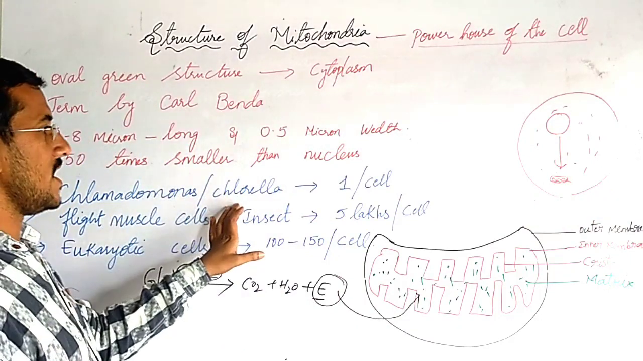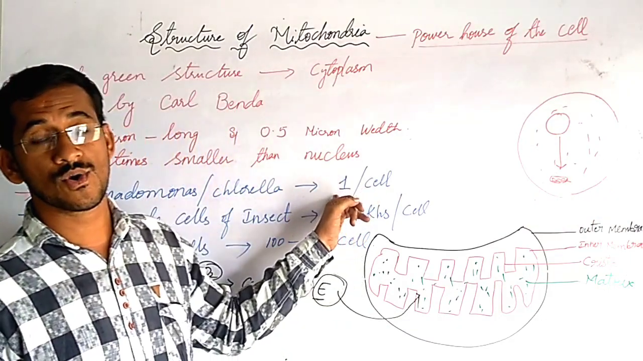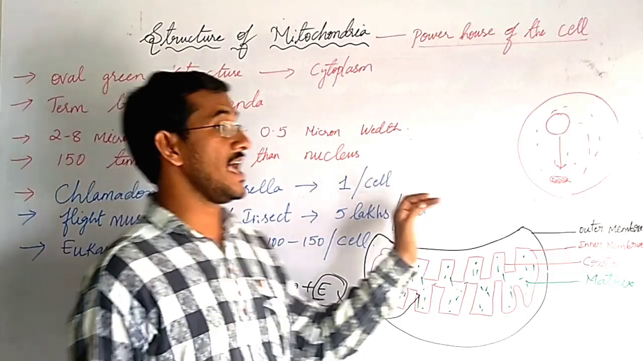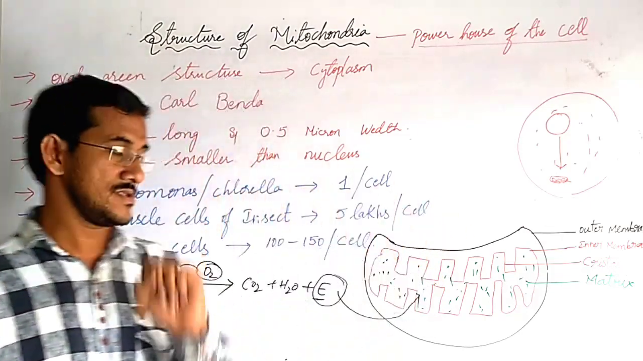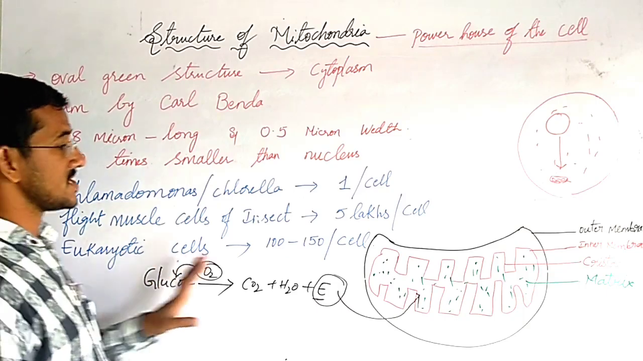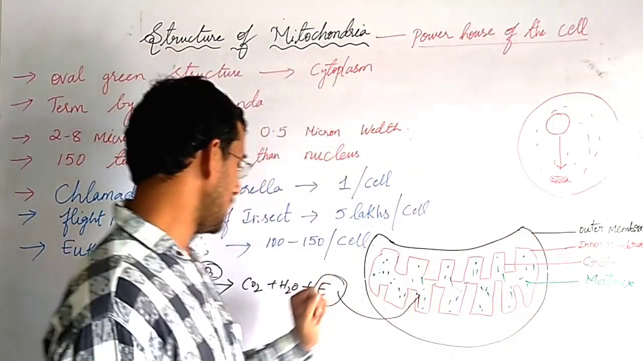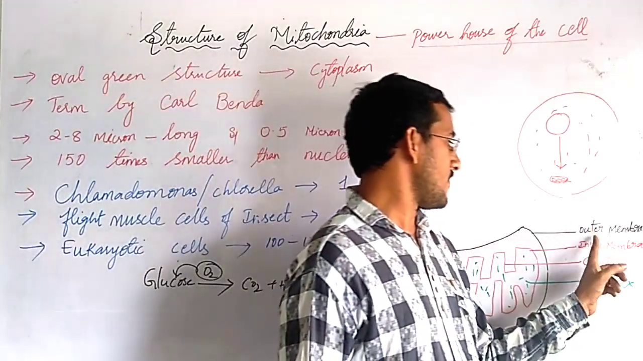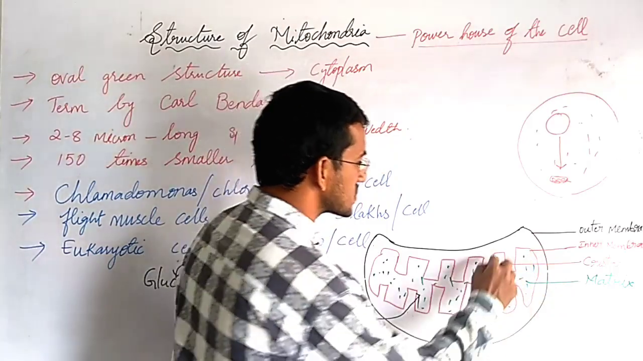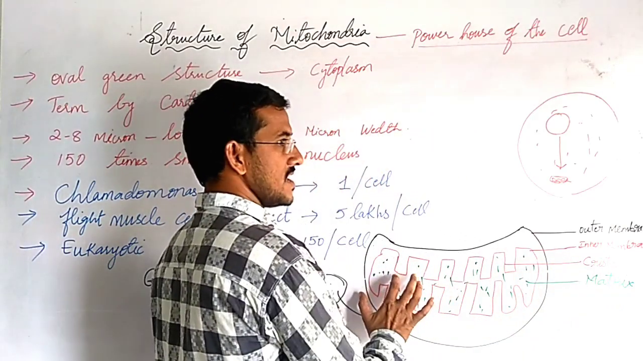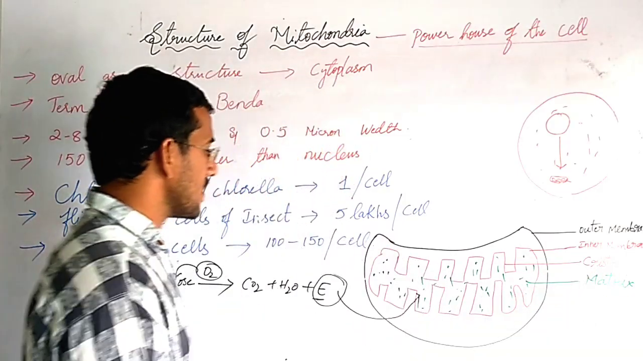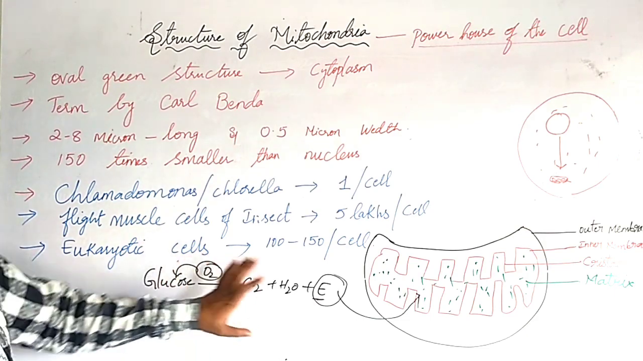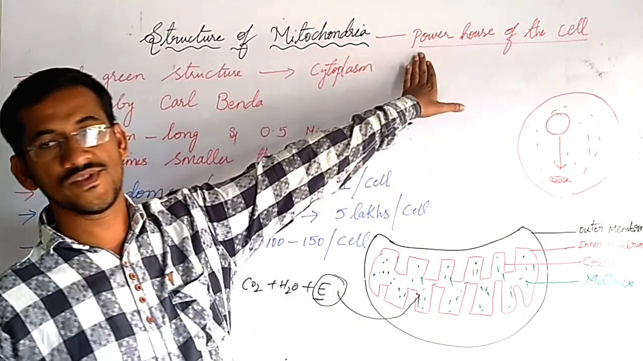In Chlamydomonas and Chlorella, only one mitochondria is present per cell. But in flight muscle cells of insects, 5 lakhs of mitochondria are present per cell. Then in most eukaryotic cells, 100 to 150 mitochondria are present per cell. So this is the structure of mitochondria. Mitochondria is made up of two membranes, outer and inner. These foldings are called cristae, and inside this cristae, a liquid content is called matrix. They help in respiration and they store energy which is released during respiration. That's why they are called the powerhouse of the cell.